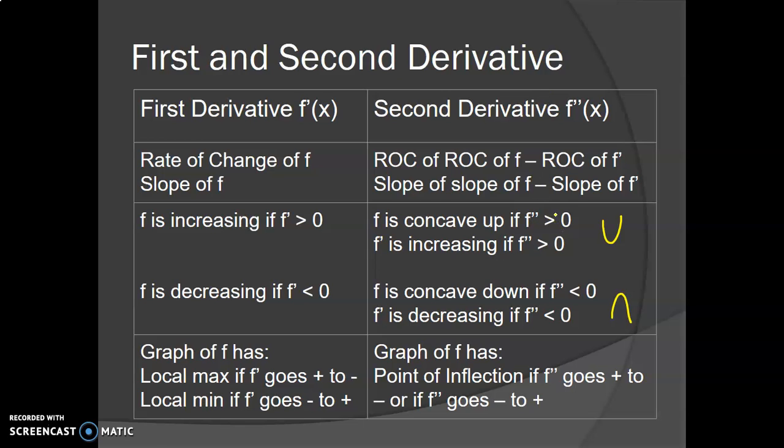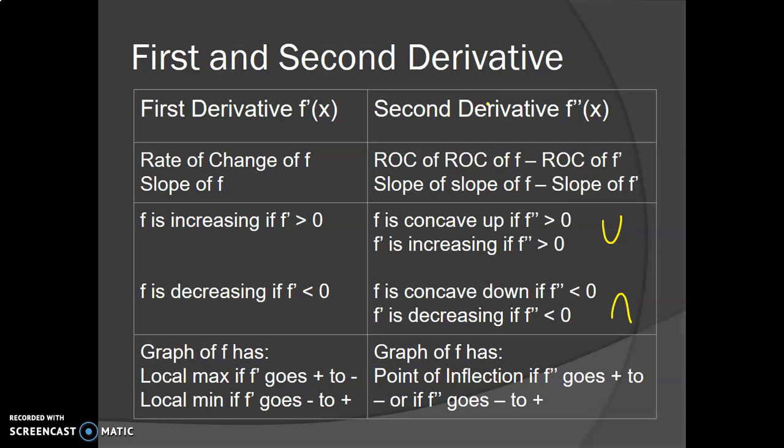So if the second derivative is positive, we're increasing f prime. So f prime is increasing when the second derivative is positive. So the slope is going from negative to 0 to positive. And if f double prime is negative, that means the original function is concave down, which also means that the slope is decreasing. So we'd go from positive slope to 0 slope to negative slope.